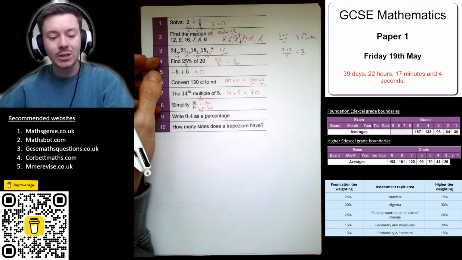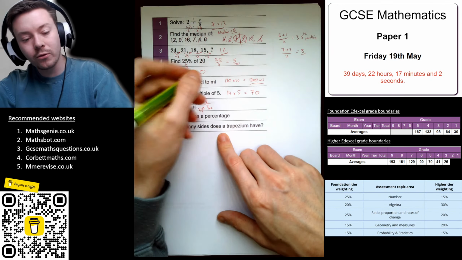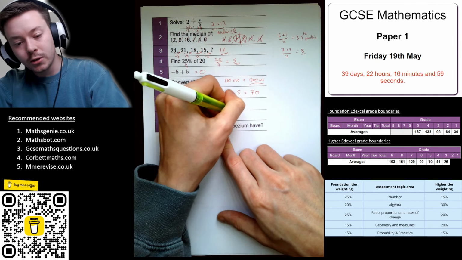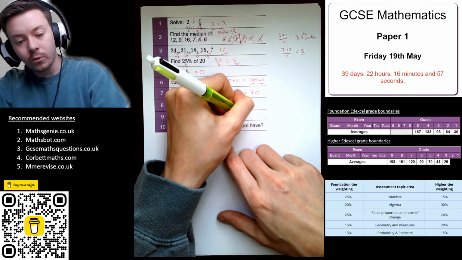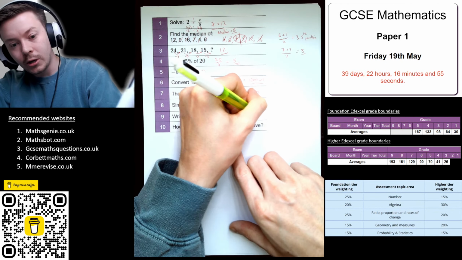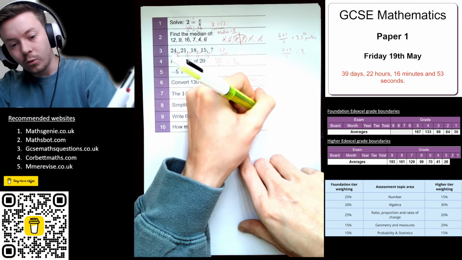Next question, write 0.4 as a percentage. Now to get from decimals to percentages, you've got to times by 100. So 0.4 times by 100 is going to give me 40%.